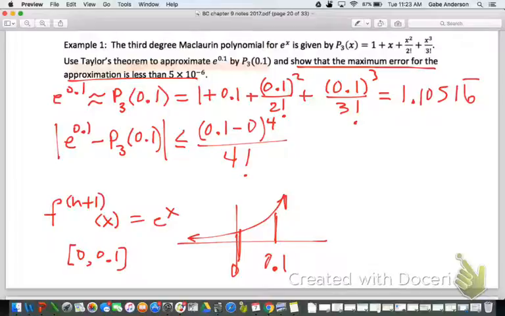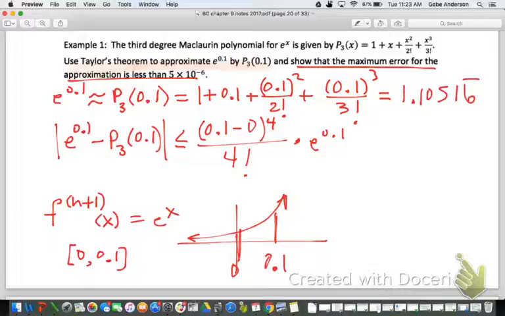At the right endpoint, wouldn't it? Because we know, hopefully, that e to the x is always increasing, and so the max value of that n plus 1th derivative would have to happen at 0.1. Does that seem reasonable? So we can really tighten this up by saying, hey, I think the max value of the n plus 1th derivative would be e to the 0.1.